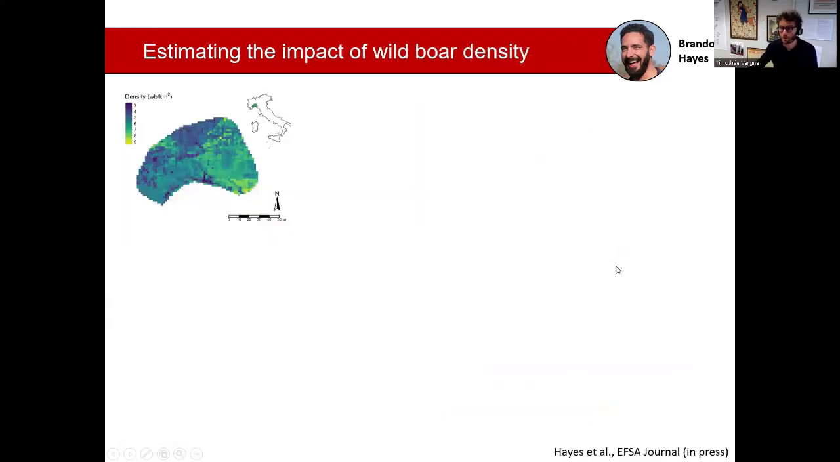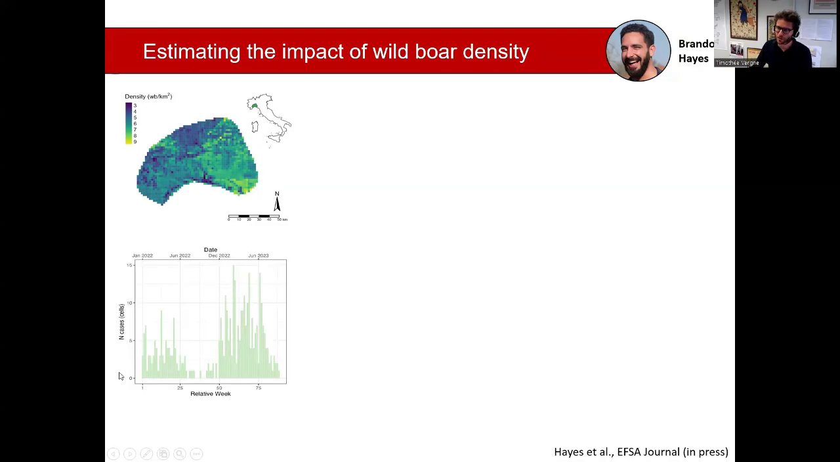Then we had a question that was asked by the EFSA. It was to investigate the impact of wild boar density. So the question was whether the wild boar density impacted the way ASF virus spread within a territory. So for this one, we went to the Italian context in northern Italy, where there was a huge epidemic starting in 2020. We got the distribution of the estimated wild boar density in that region.